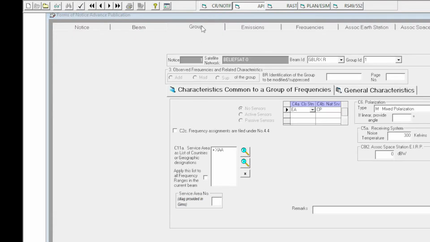Moving forward to group. So in group we will be selecting the station. So the space station is in the amateur radio satellite service, so therefore we will be selecting EA. And for class of station, nature of service would be public correspondence. So the satellite will be open to all. If there are other functions, we can select for correspondence, limited public correspondence, correspondence from private agency.